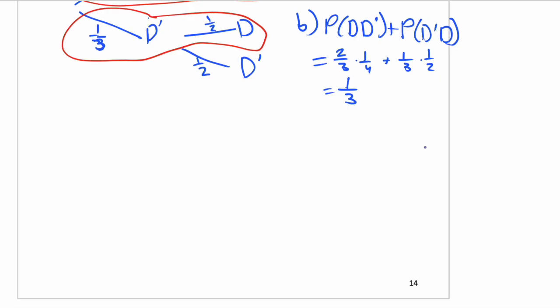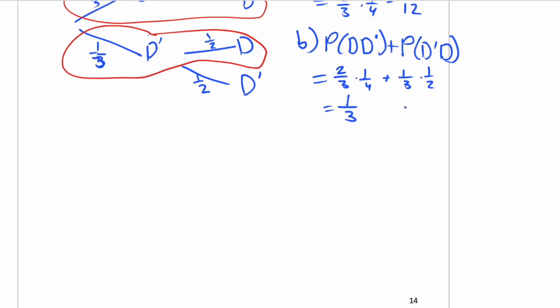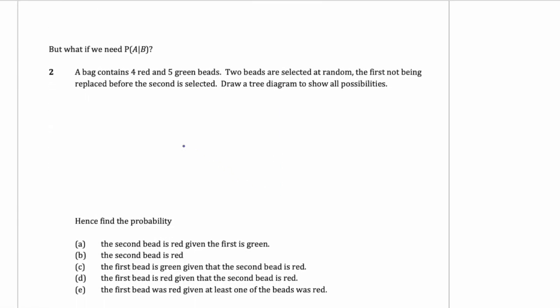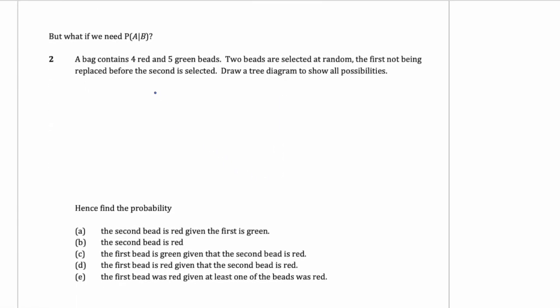Okay, next we are looking at, let's get down to this question here. Okay, we got a bag that contains some marbles. Let's make a tree diagram. Okay, there's 4 red and there's 5 green. So it's 4 out of 9 chance of red, 5 out of 9 chance of green.